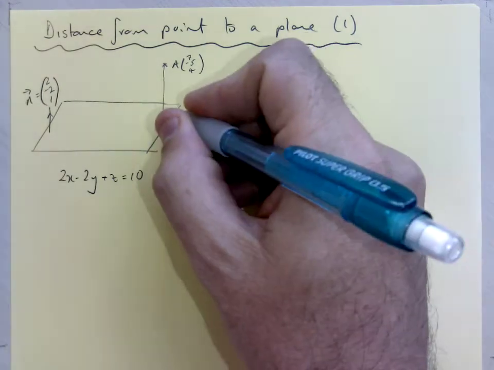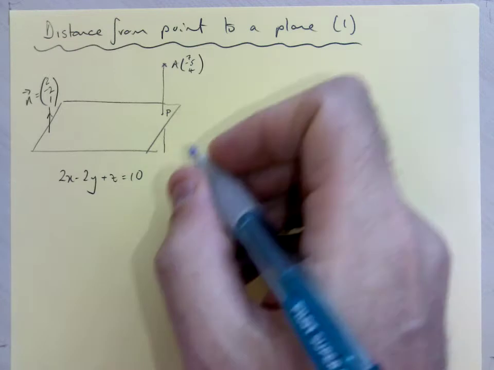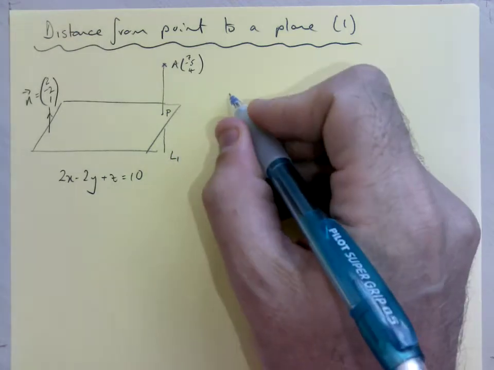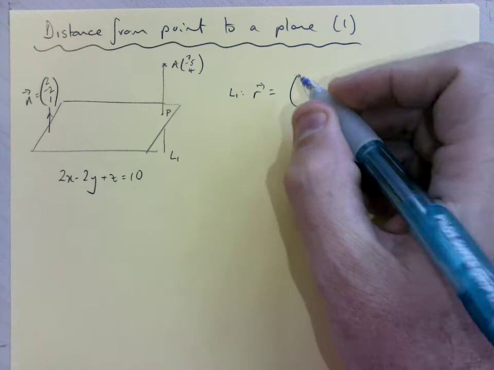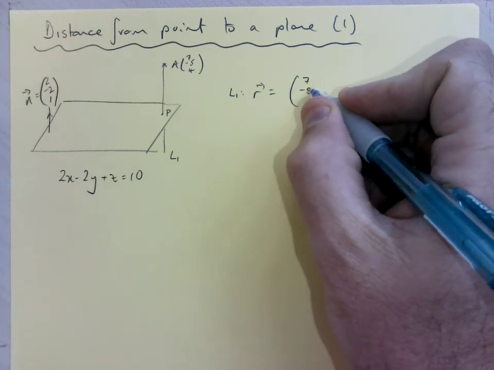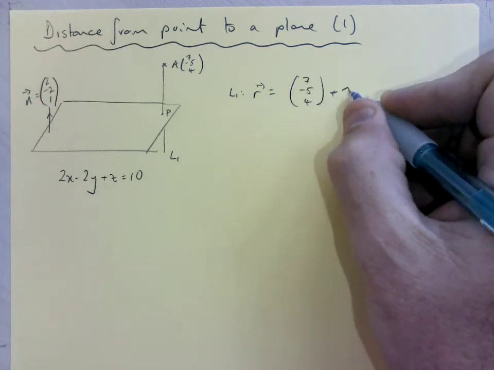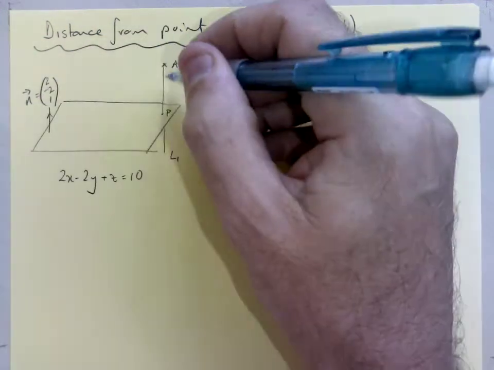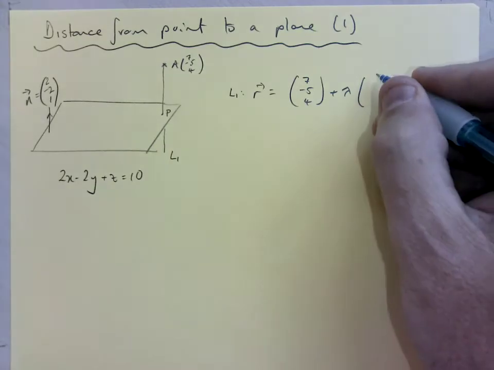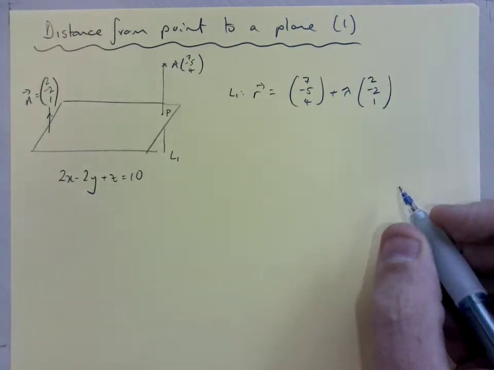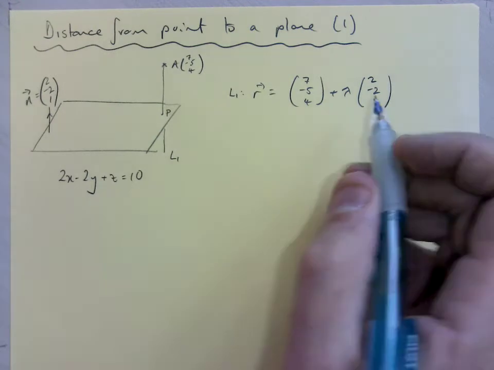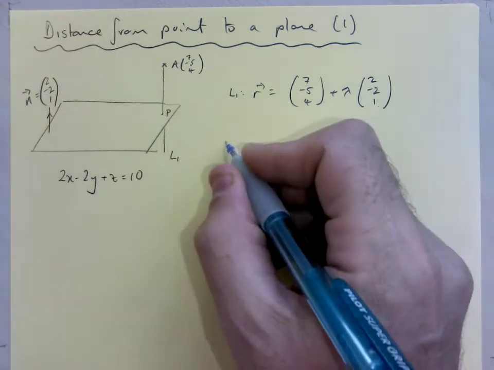I'm going to call this point P here. I'm going to call this line L1. And I can find the equation of line L1 really easily because I know a point, (7, -5, 4), and because it's perpendicular to the plane, I know its direction is (2, -2, 1). So with a line and a plane now, I can easily find P.